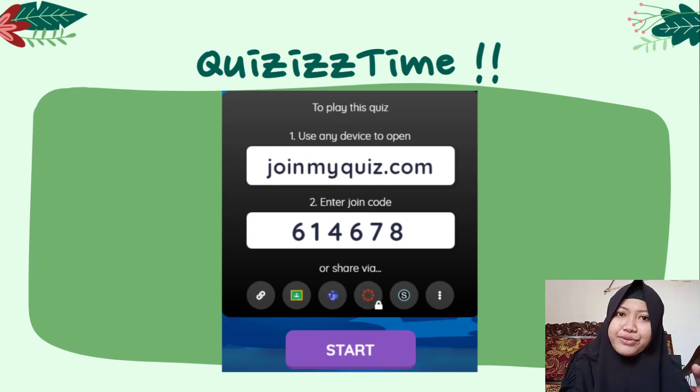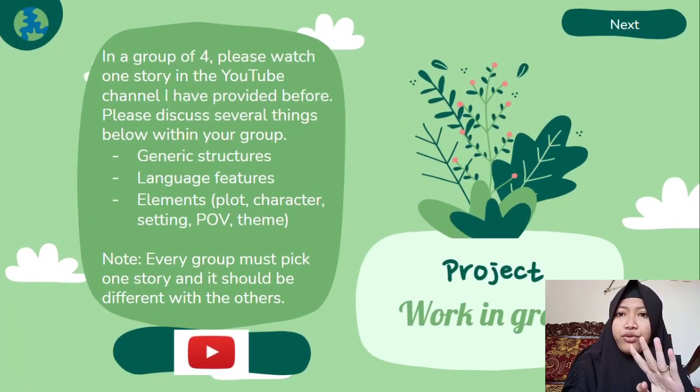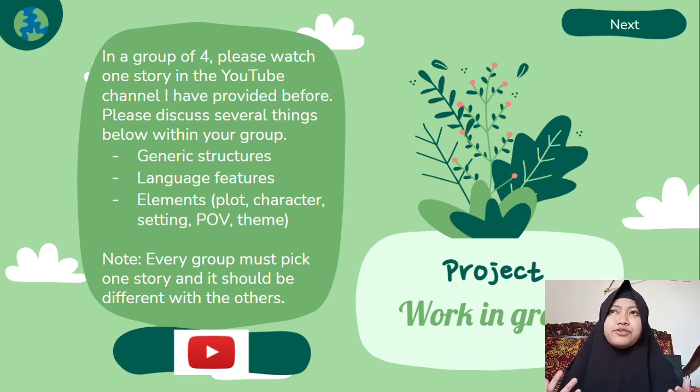Now we are moving on to our next activity, to work in groups. So please work in a group of 4 and find one short story, one video of a story. It's up to you, be it a fable, myths, legends, or something. However, you must pick one story that is different from the others. For example, group A, you choose Malin Kundang for your story, and then group B, you also choose Malin Kundang.